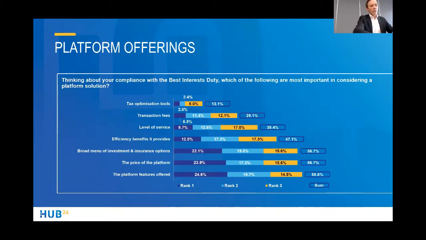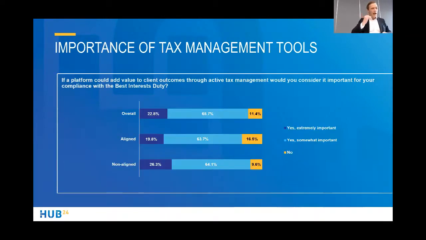If we look at the next question, and I think the final one that we're going to look at, it's effectively flipping that question on its head, saying if a platform could add value to a client through active tax management, would you consider it important for compliance with the best interest duty? In this case, the response was overwhelmingly yes. If the platform could deliver that, nearly 90% of respondents said that would be important or extremely important in compliance with best interest duty. I think this really talks to the evolution of technology in this space and how it's changing what best interest duty qualifiers are and how technology can help support advisors in that space.